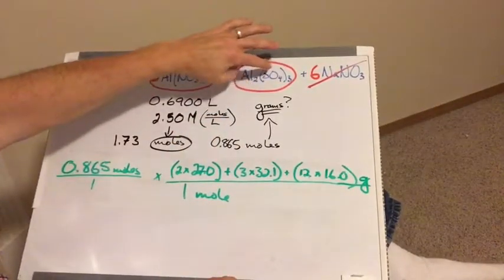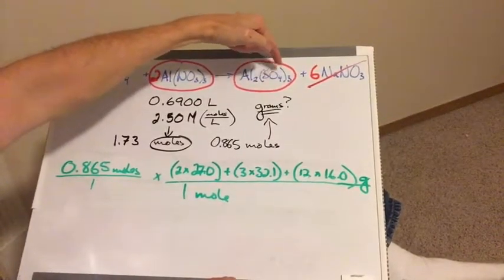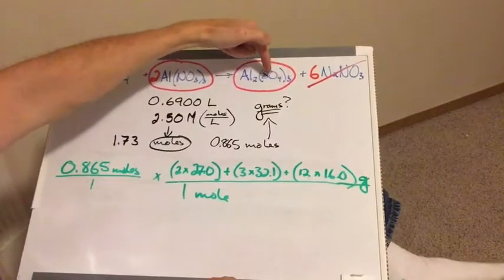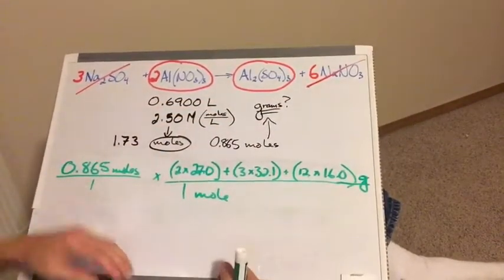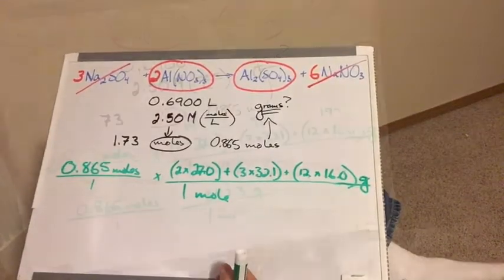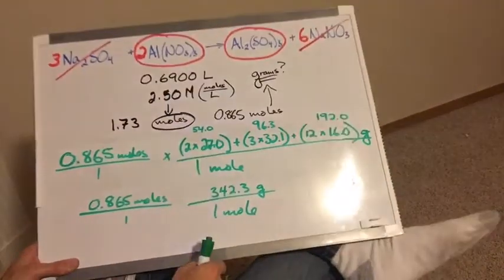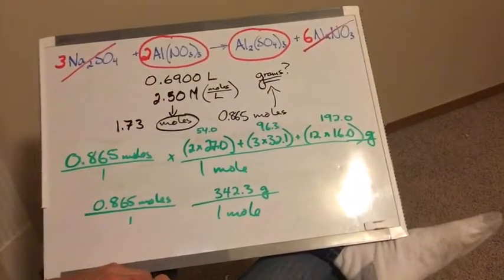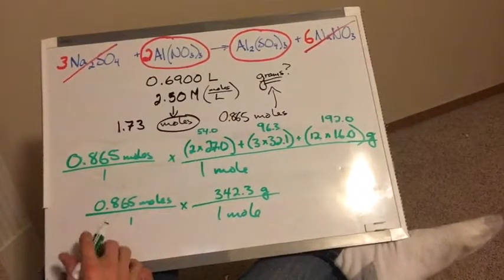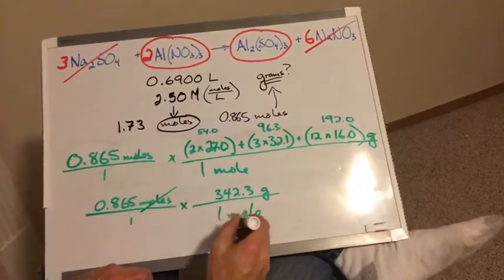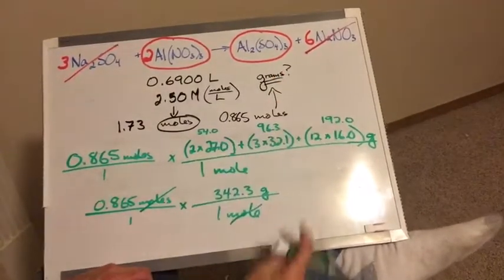And then oxygen, we got a lot of oxygen. We've got 3 times 4 oxygen, because each sulfate has 4 oxygen. We got 3 of those sulfates. So it's going to be 12 times 16. And I'll clean that up and show you how that works. Oxygen, that'll all add up to 342.3 grams. And as you can see, since we're multiplying those together, we can cross out the moles and end up with grams as our unit, which is exactly what we want to do.